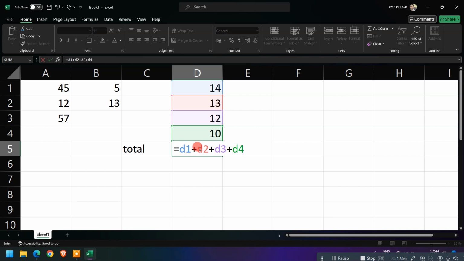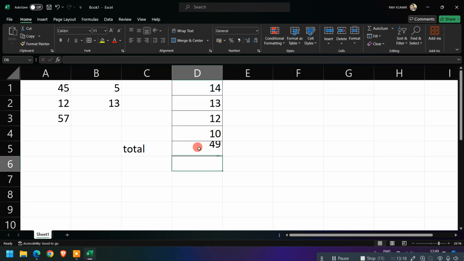Then I am going to press enter, but before pressing enter, you can see I have used only the plus operator, so it is known as a basic formula. The formula which contains only one type of operator is known as a basic formula. Okay, so I have applied it. The answer is 49.